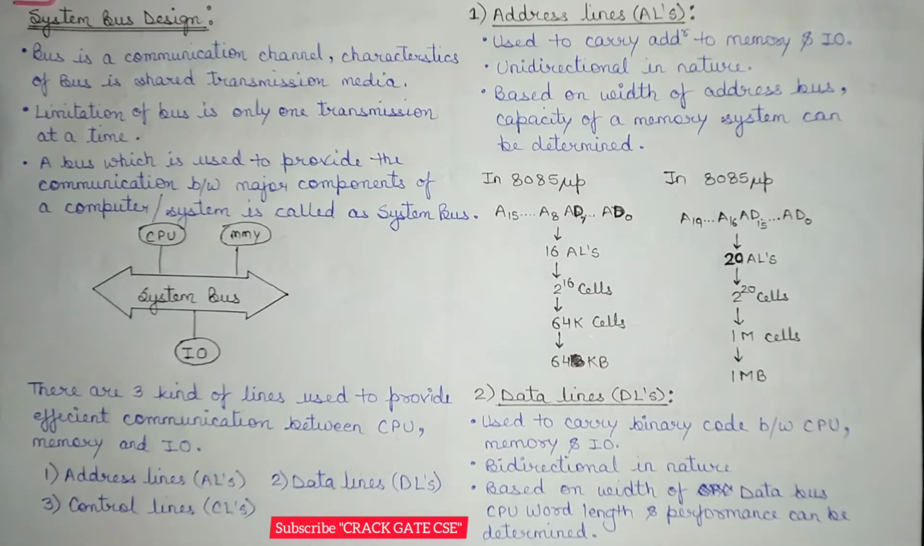Hello friends, welcome to Crackgate CSE, and in this series of computer organization and architecture, today we'll be understanding what is system bus design. That means what kind of different buses we have in our system, what is the role of each individual bus, how it carries the data or the address, what are the limitations of these system buses, and how we can resolve these limitations by introducing some bus configurations. So we'll be understanding everything in detail.